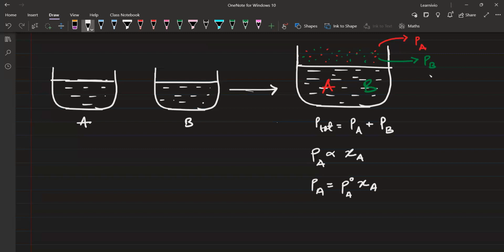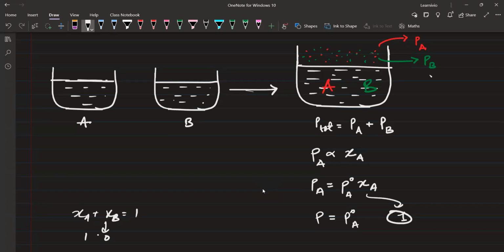In order to define P naught A, let's take a case where chi A is equal to 1. The mole fraction of A is equal to 1. So when chi A is equal to 1, the pressure will be equal to P naught A. Chi A is 1. It means that in the solution, we are only having solvent A, because chi A plus chi B is equal to 1. If chi A is already equal to 1, then chi B will be equal to 0. Makes sense, yes or no?